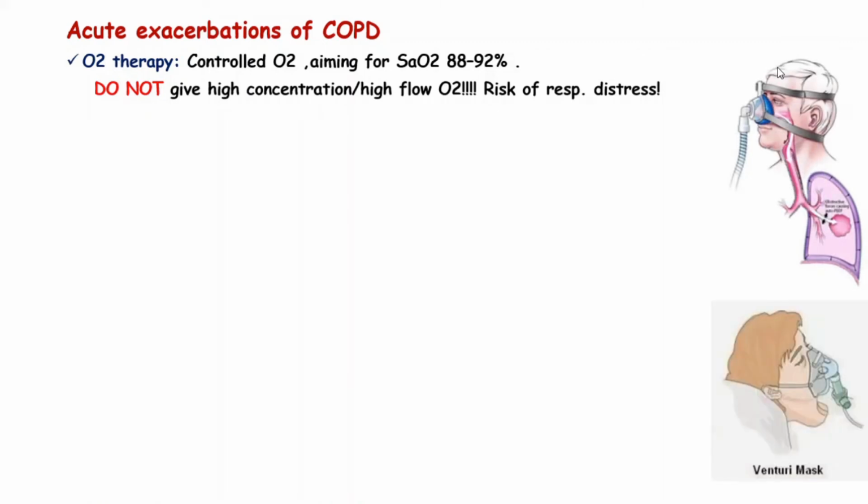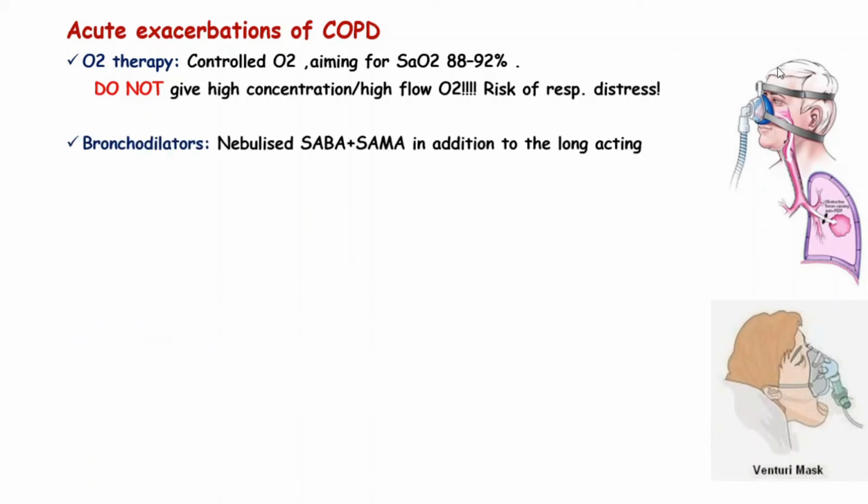Now let's see the treatment for acute exacerbation of COPD patients who require hospital admission. Oxygen therapy is the first and foremost step but has to be assessed with an arterial blood gas analysis. It is recommended to give controlled oxygen, aiming for a lower but acceptable saturation of 88 to 92% for the patient. Do not give high concentration or high flow oxygen because there is risk of respiratory failure or respiratory distress, because it is the low amount of oxygen in blood, hypoxemia, which stimulates the chemoreceptors in the central nervous system for keeping the respiration going.